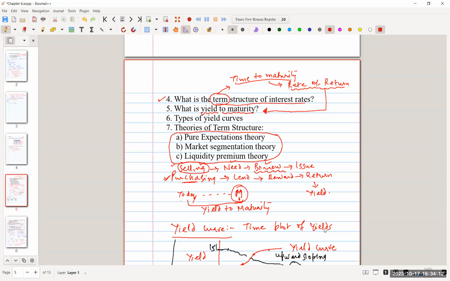Expectations from one segment of the market do not affect the expectations of the other segment in the market. That is what market segmentation theory is. It votes for independence of interest rate determination for short and long-term instruments.